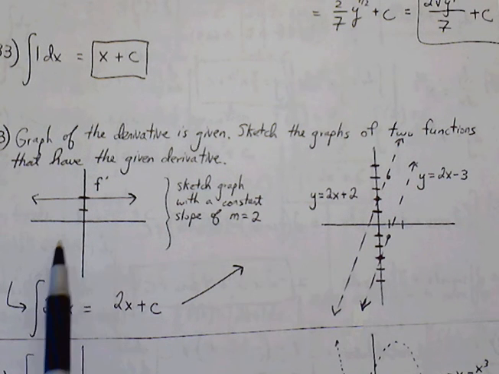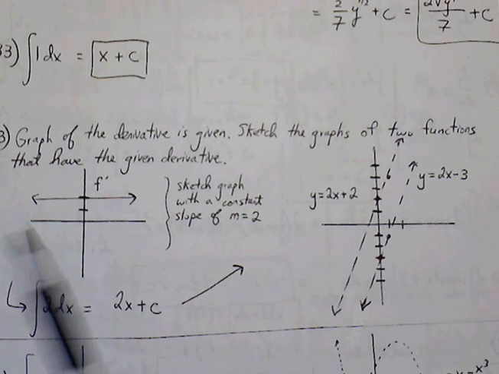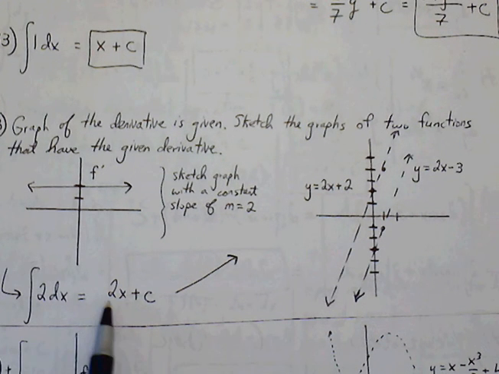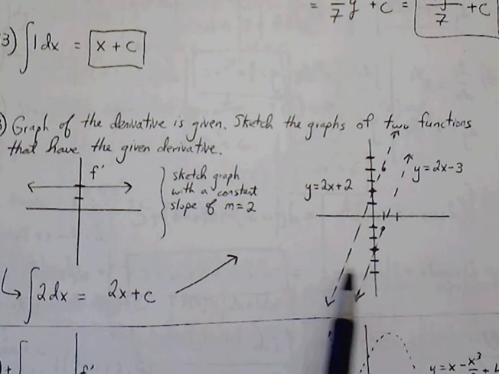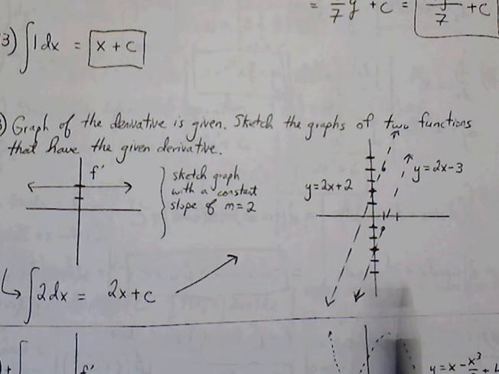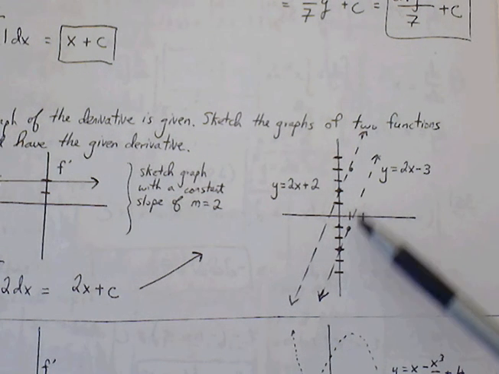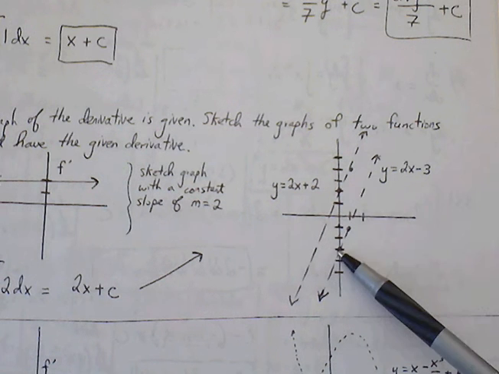If we want to think of it in terms of integrals, if we want to find the integral of 2, it will simply be 2x plus c. And that's essentially what we're graphing, right? We want to graph lines that have a constant slope of 2, but we can create two separate functions by giving them two separate y-intercepts.